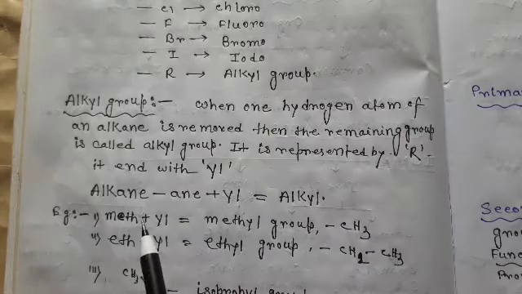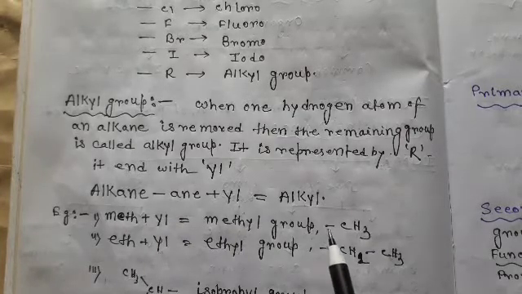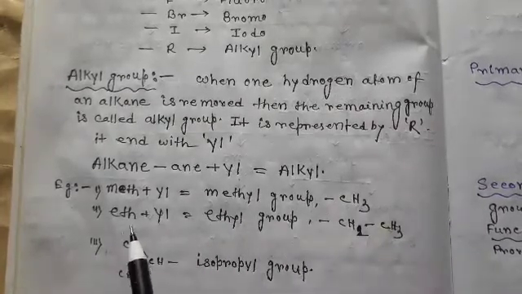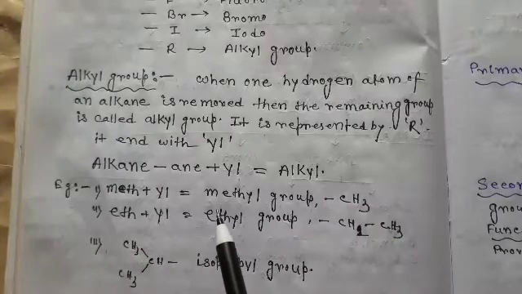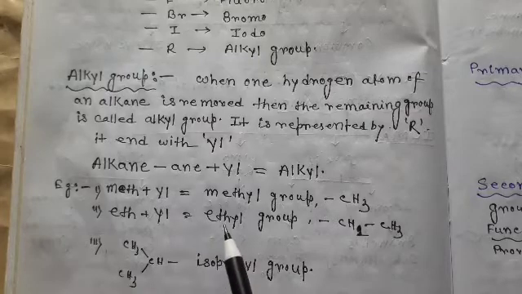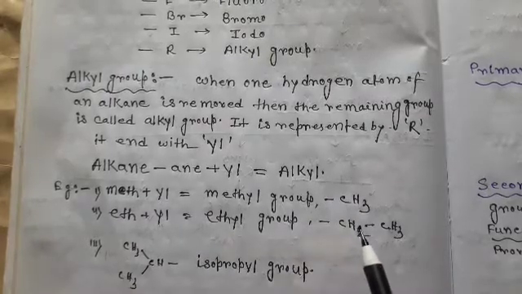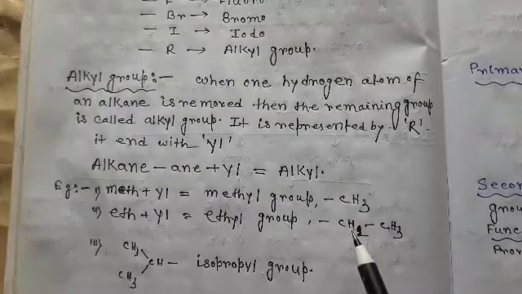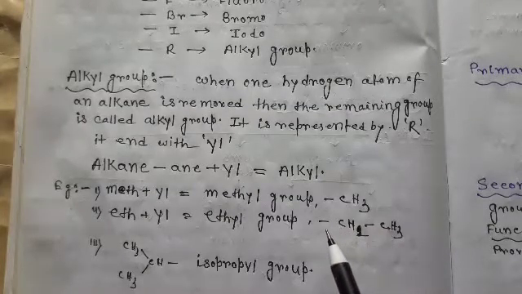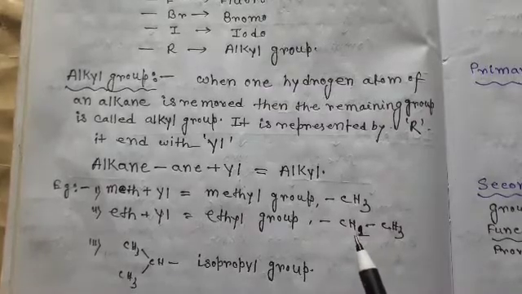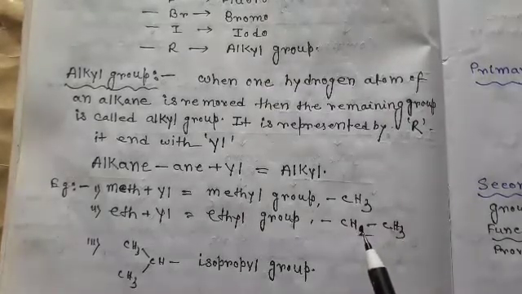It forms meth plus yl, that is the methyl group, denoted by dash CH3. And eth plus yl means two carbon atoms and forms an alkyl group, that is the ethyl group. Here, with two carbon atoms, when one hydrogen atom is removed from ethane, the alkane, it forms the ethyl group, that is dash CH2CH3, the ethyl alkyl group.